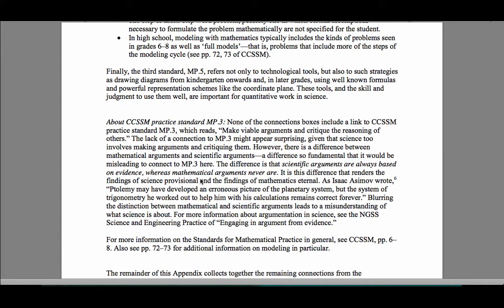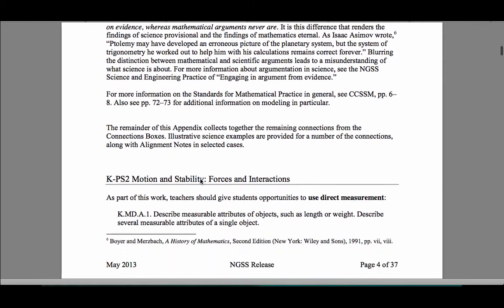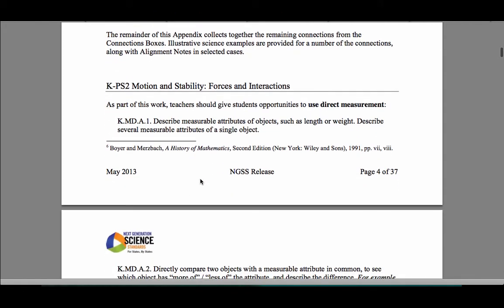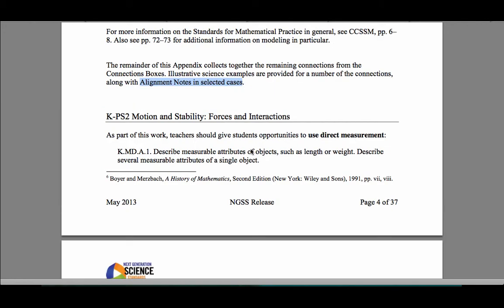Now that we have completed the overview of Appendix L, please scroll down. As you can see here, the remainder of this appendix collects together the remaining connections from the connections boxes. Illustrative science examples are provided for a number of the connections along with alignment notes in selected cases. The alignment notes are what is going to align the Next Generation Science Standards to the Common Core State Standards for Mathematics. Let's take a look at the first standard aligned together.